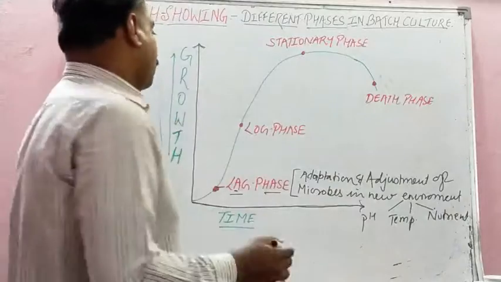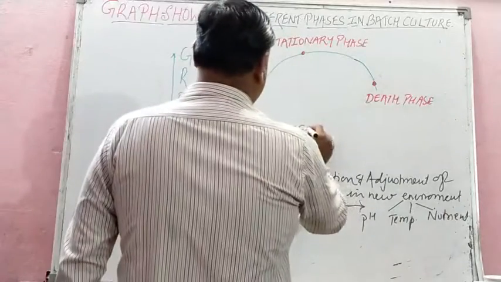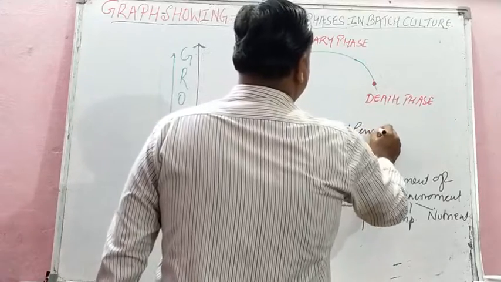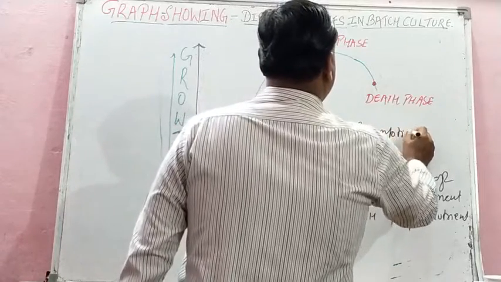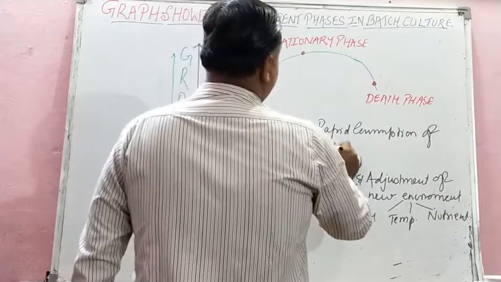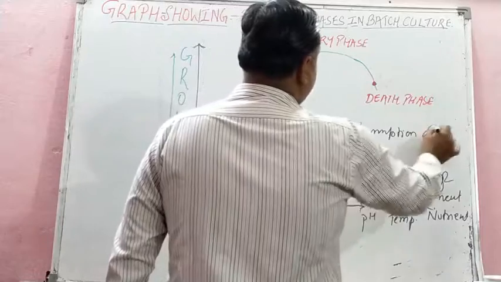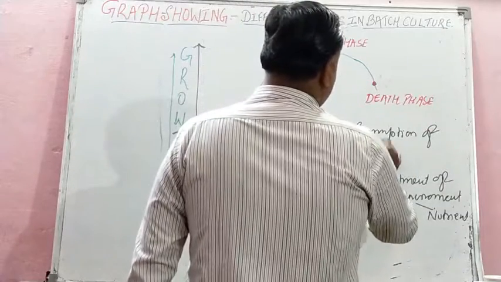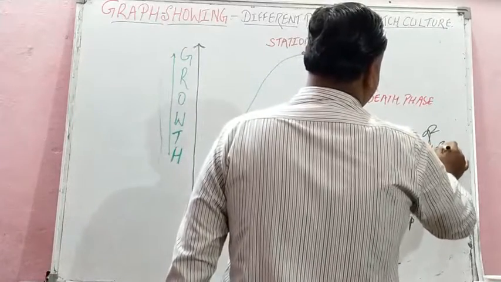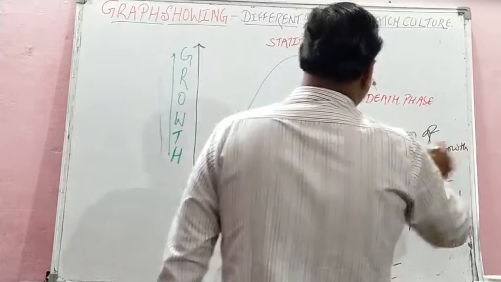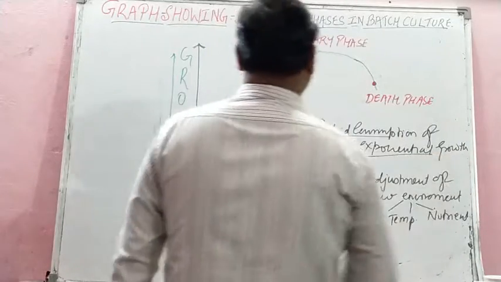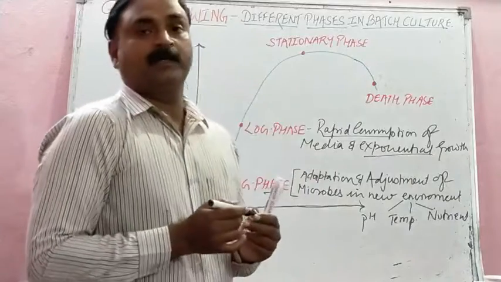Now the next one is log phase. It involves rapid consumption of the media by the microbes, and exponential growth. Very rapid growth. So what are the two keywords here? Rapid consumption and exponential growth. Rapid consumption of the media, isn't it?